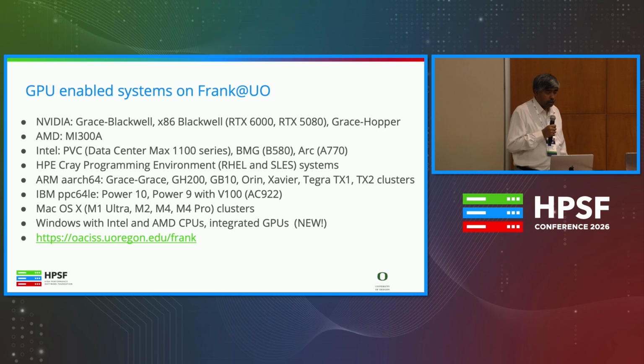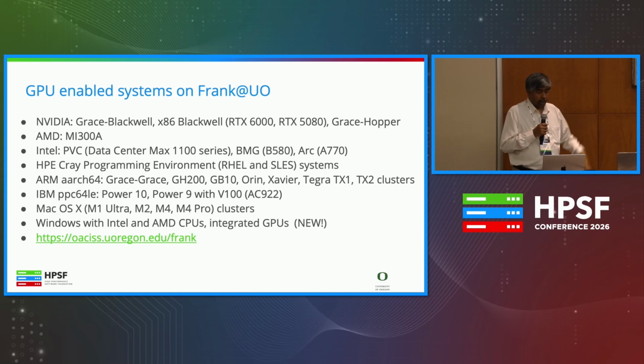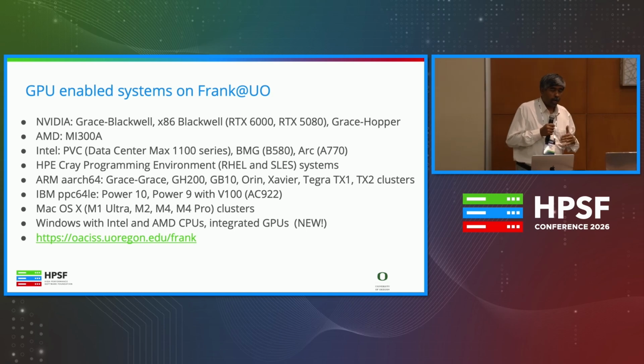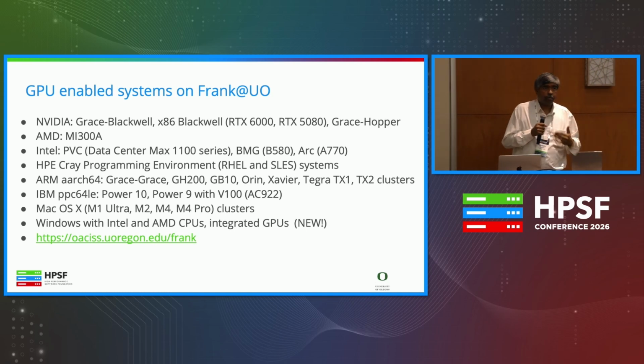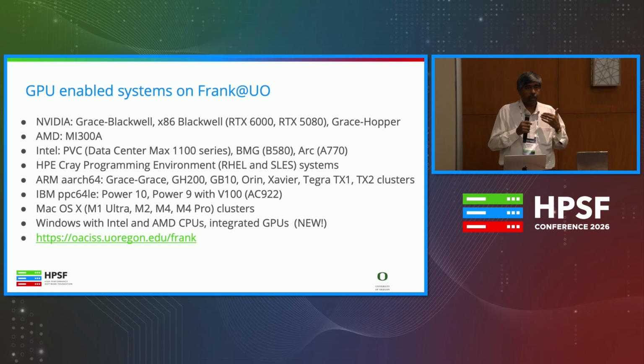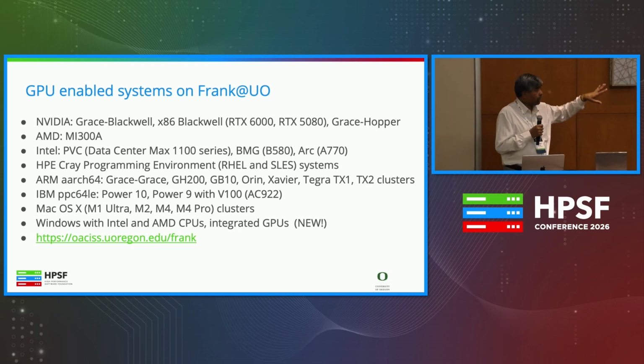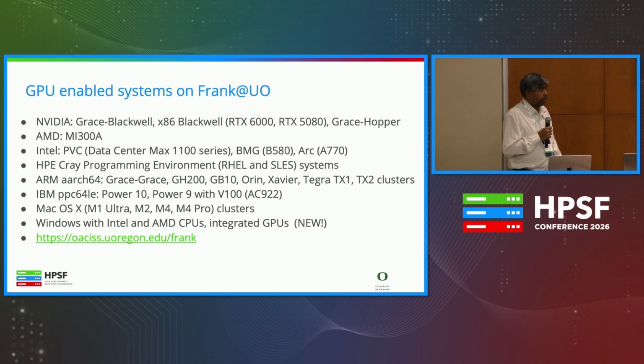Intel Ponte Vecchio, or the Data Center GPU Max 1100 series systems, the Battlemage or BMG B580 Arc GPU. In fact, our goal is to have one GPU of every architecture from Intel, NVIDIA, and AMD. We also have the HPE Cray programming environments with Red Hat Enterprise Linux as well as SUSE Linux. And you can run your workloads on those systems.